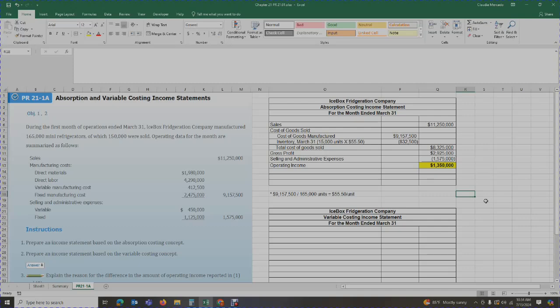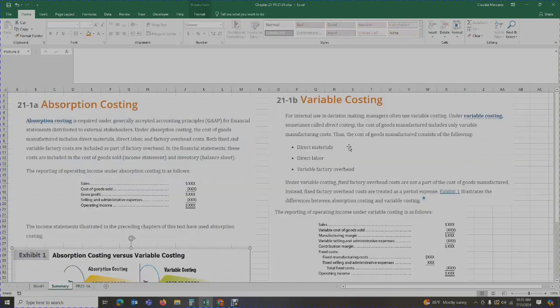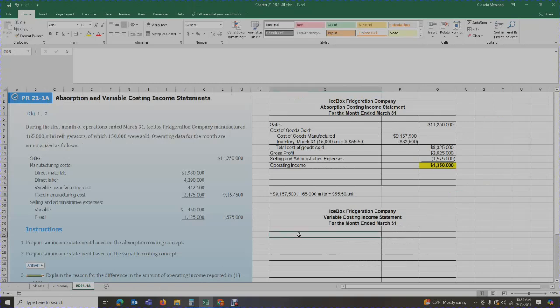And under variable costing, under the cost of goods, under the top section, we're going to only account for variable cost. If you recall from the summary over here, the cost of goods manufactured consists of direct materials, direct labor, and only variable factory overhead. So we're going to be doing a split on the cost of goods manufactured. We're only going to take into account the variable factory overhead. And then under the fixed cost, that is where we're going to bring in our fixed manufacturing and our fixed selling and admin cost. So let's see how it differs so we can have a side-by-side comparison. We always begin with sales. That does not change. We have 11,250,000 in sales.